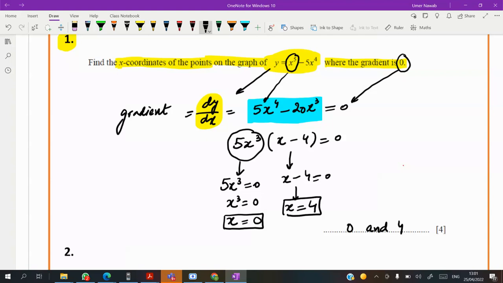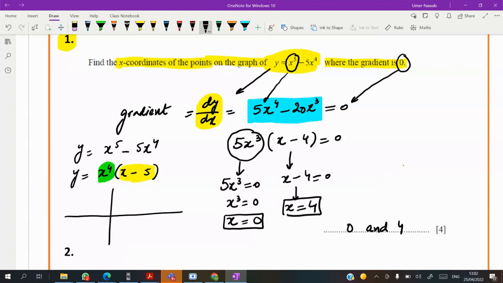Correct? Regarding the sketch of this graph, I want to just talk about it, although it's not being asked by the examiner, but I want to explain to you how it works. So x power 5 minus 5x power 4, we take x power 4 out, and this is x minus 5. If I want to draw the sketch, you can see we have power 4 here, and this is x minus 5. So the critical x-intercepts are: from here x is equal to 0, and from here x is equal to 5.